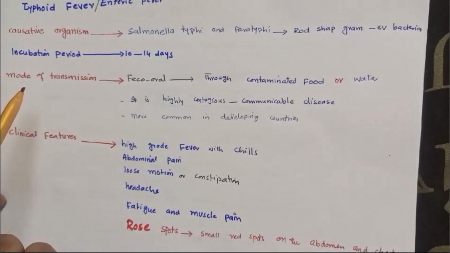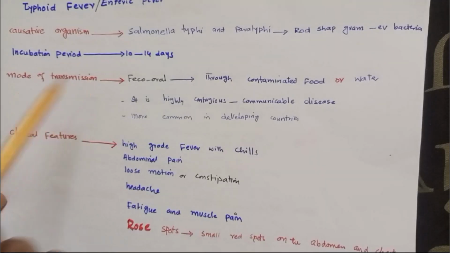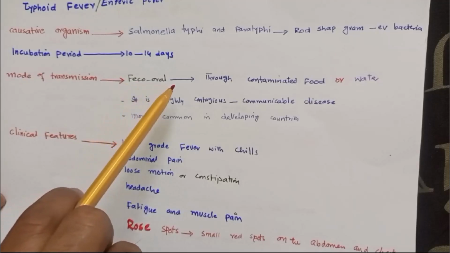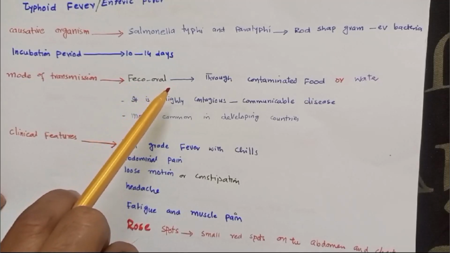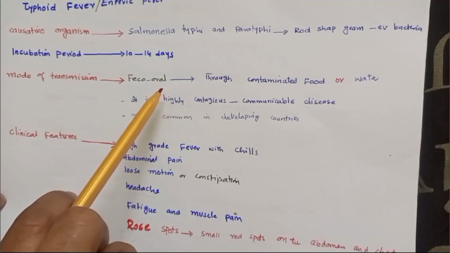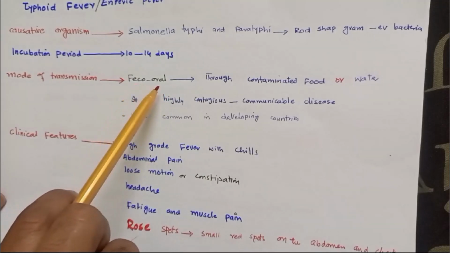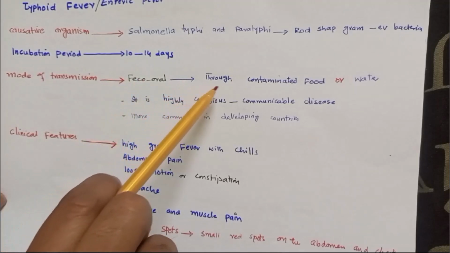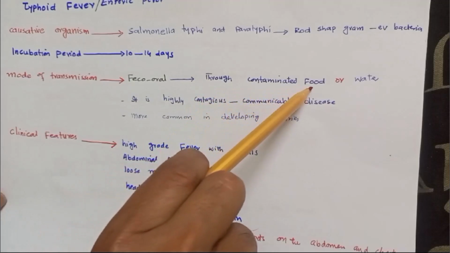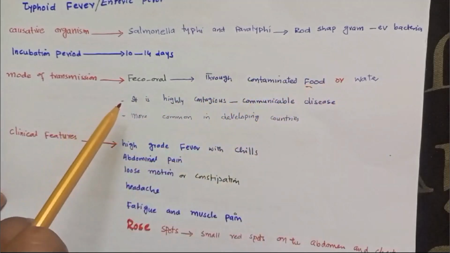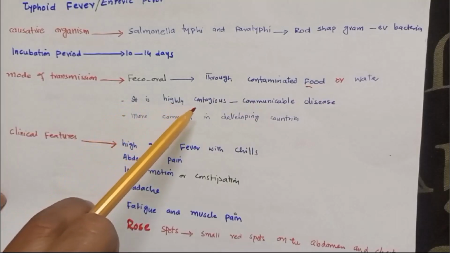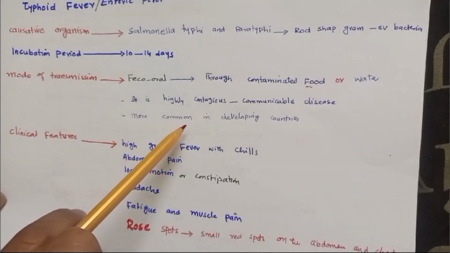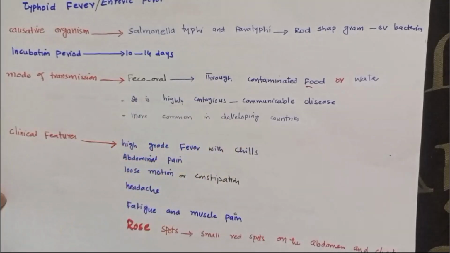Now we will discuss the mode of transmission of typhoid fever. Typhoid fever is a contagious disease which is transmitted from one human being to another through fecal-oral route transmission. It is transmitted through contaminated foods or water. As we have discussed, it is a highly contagious communicable disease. Typhoid fever is more common in developing countries.